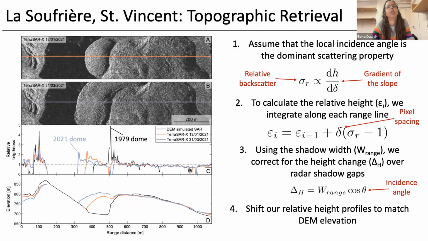So this is now based on the assumption that the local incidence angle is the main scattering property of the SAR image, at least over the new 2021 dome, and that the surface roughness and the dielectric properties are uniform across this through space and time. Based on this assumption, we can say that the backscatter data there is proportional to the gradient of the slope.